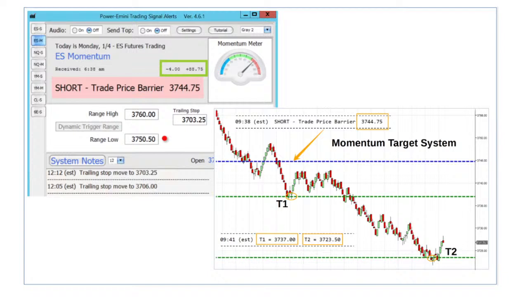So that lets you know right away visually what the market's up to. If we're up above the high of the morning range, then you will naturally be thinking the system's going to try to get us long, and vice versa. So the software gives you all the pertinent information.